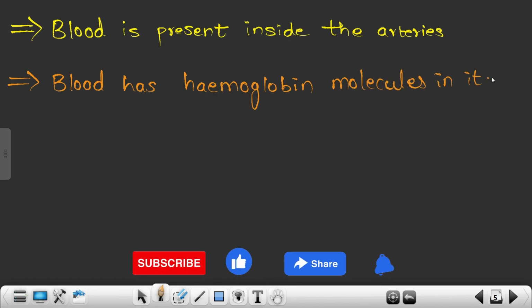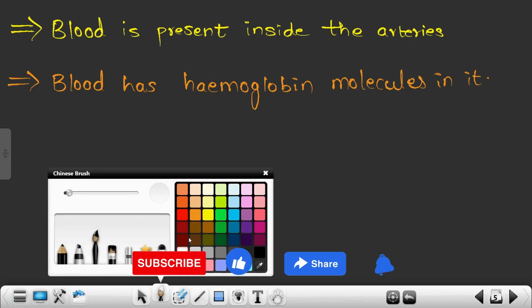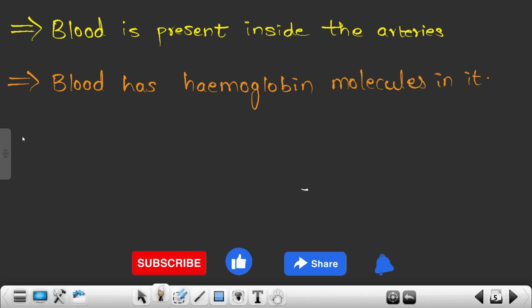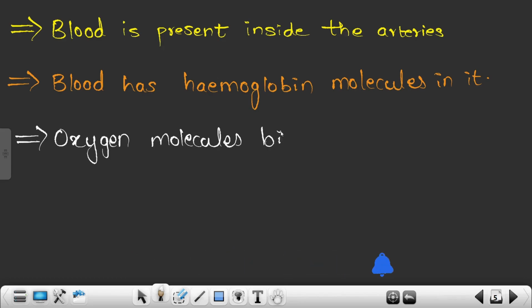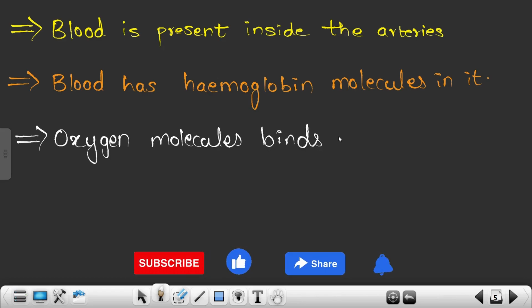And there is one property of hemoglobin, that it binds with oxygen, or rather oxygen molecules bind with hemoglobin. Oxygen molecules bind with hemoglobin, right? So this is the working principle.